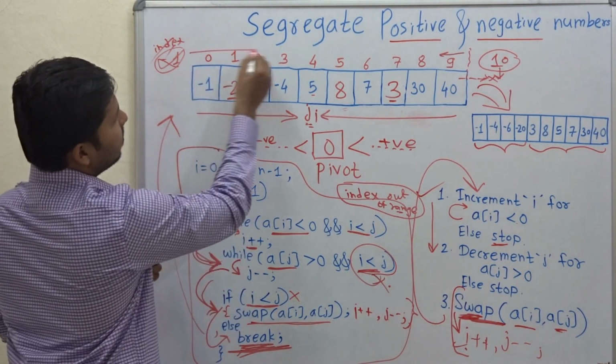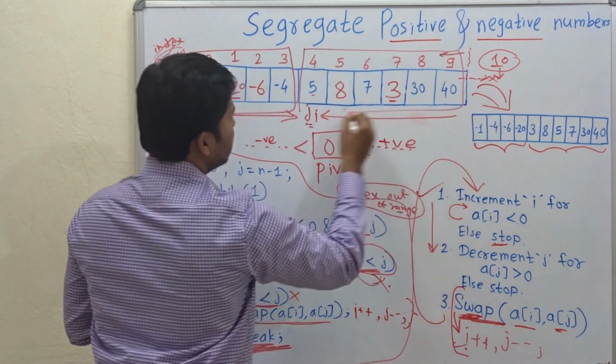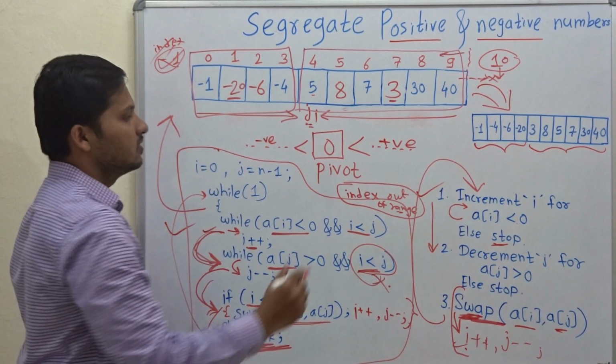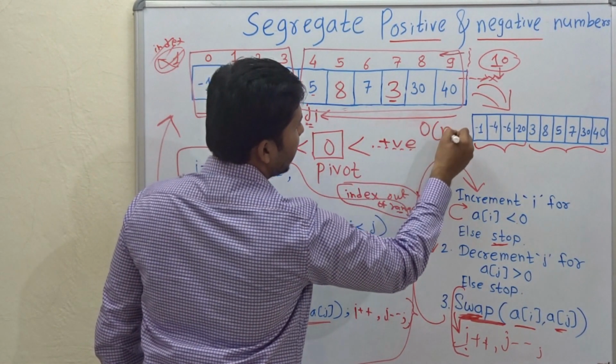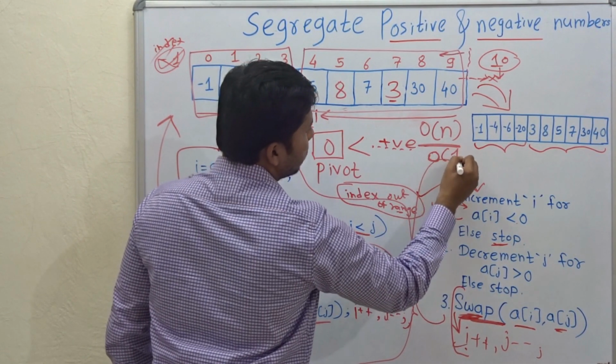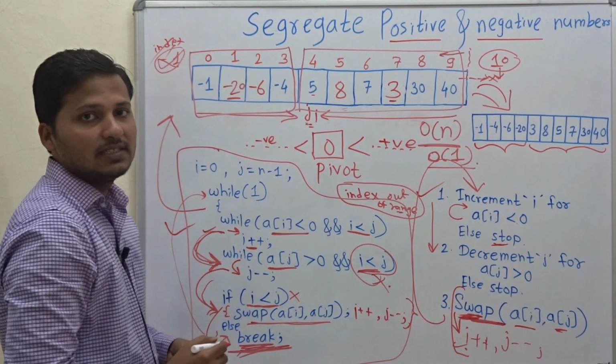Okay, see here now, negative elements are arranged on one side and positive elements are arranged on the other side, and we visit every element only once. So the time complexity is O of n and space complexity is O of 1. Okay, because it is in place.